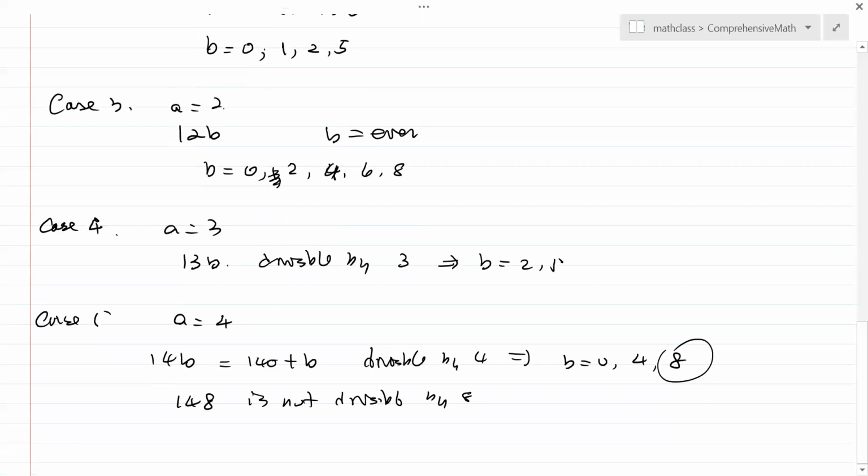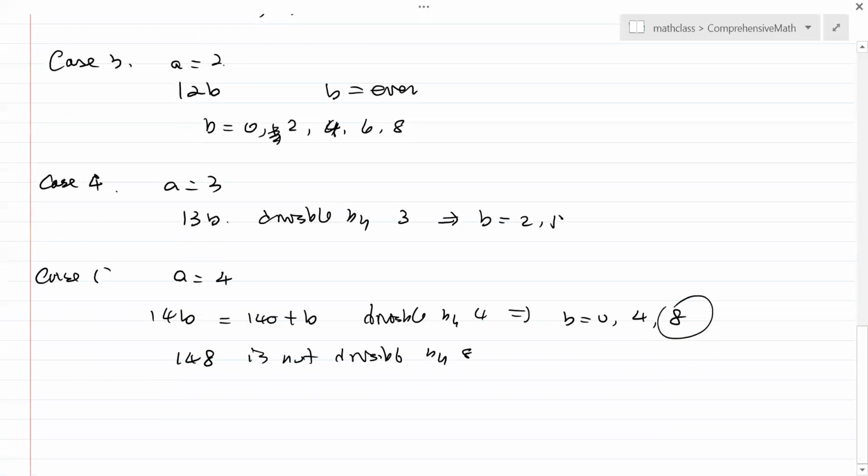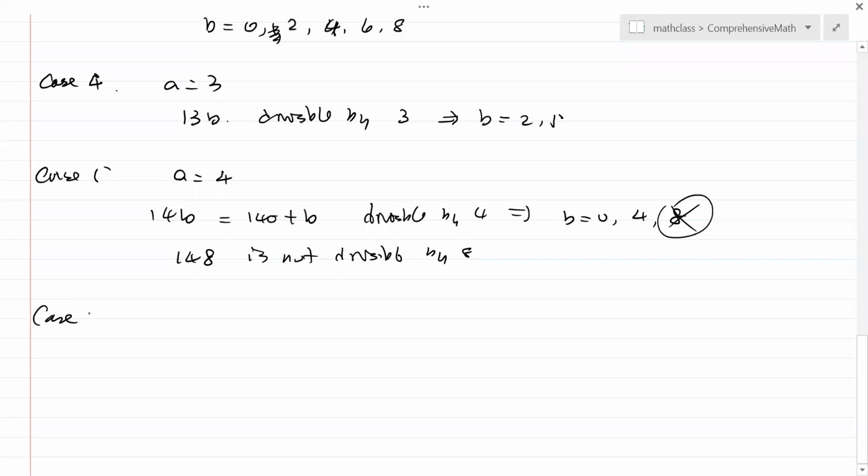Okay, it's not divisible by 8, so that's why this should be excluded. And then the last case. Okay, A equals 5, then it's 150 B. So this should be divisible by 5.